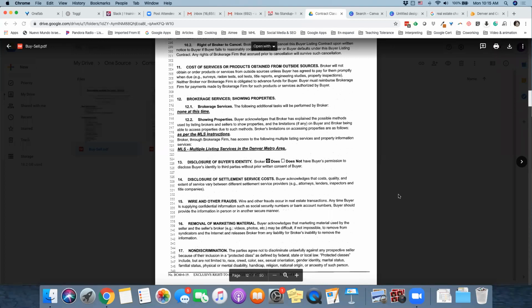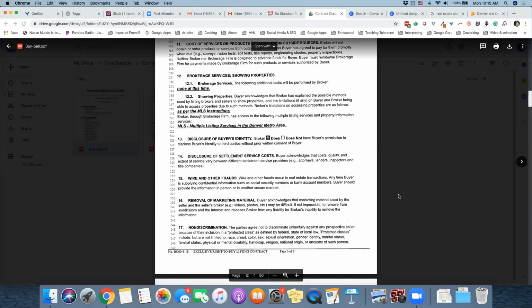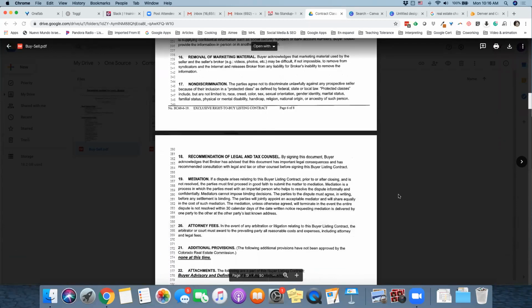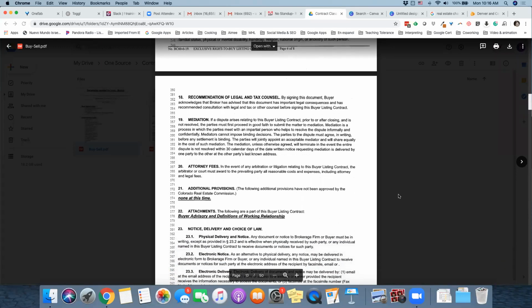14, 15, and 16 are telling you about different things: wiring fraud, discrimination, those types of things. On 18, you want to consult your legal counsel and tax consultant, and that is to be sure that the buyer is not doing anything that's going to jeopardize their tax status. Like a 1031 exchange, there are dates and timelines that have to be met.